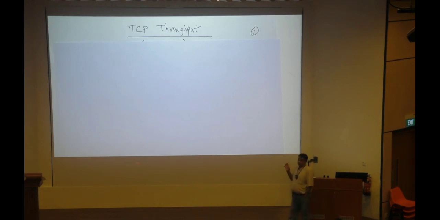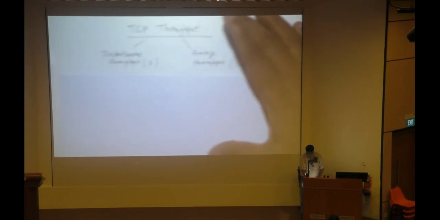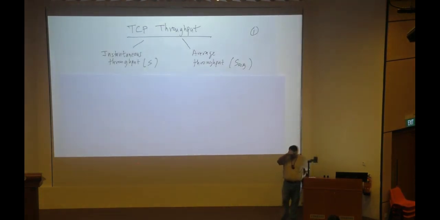So I want to say a little bit about TCP throughput. This is the analysis of the performance of TCP, right? We already hinted at it. When we talk about throughput, we can have several notions of it. One notion is the idea of instantaneous throughput. What is the throughput now? So we call that the instantaneous throughput. And you can say, what is the average throughput? The average is over some duration, let's say some long window.